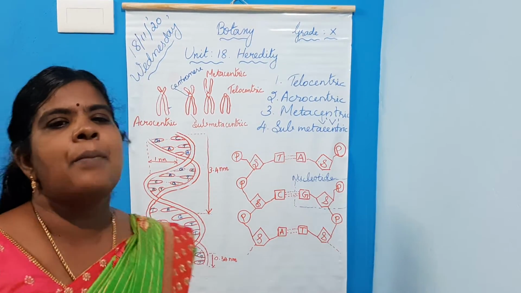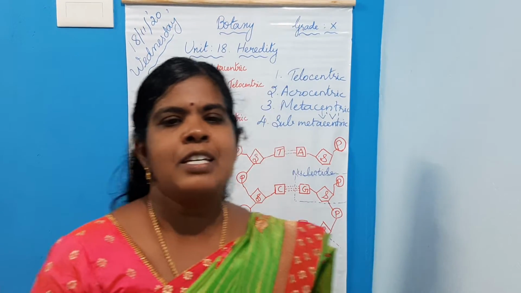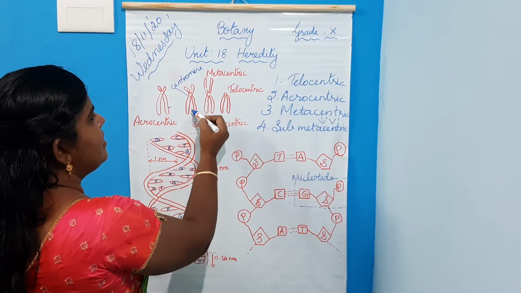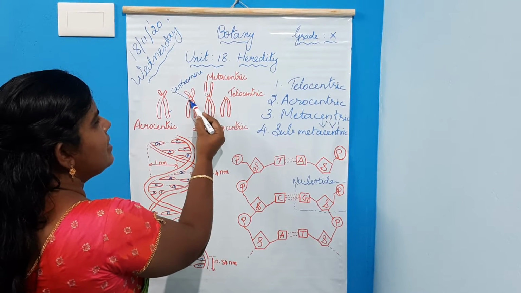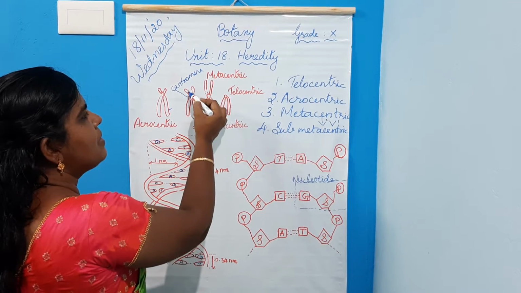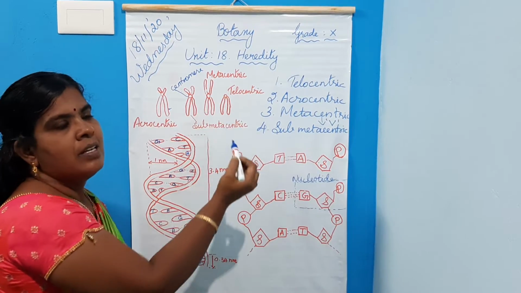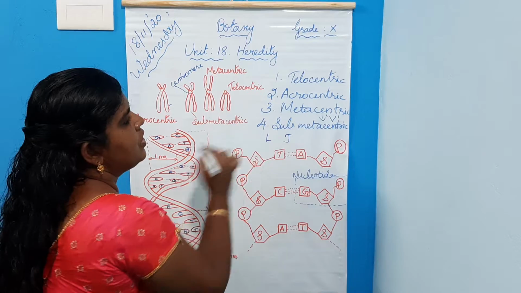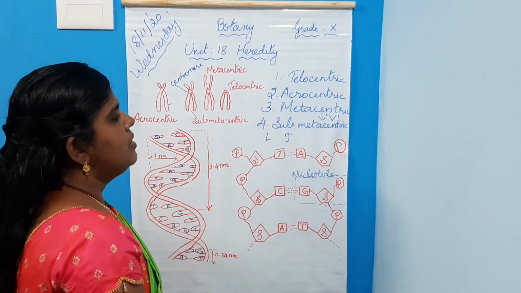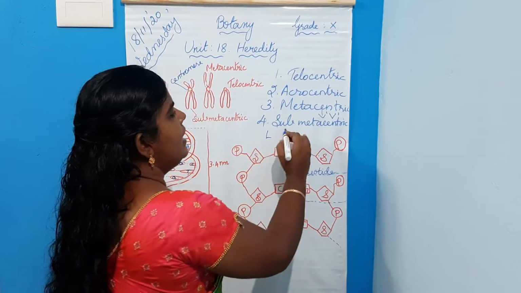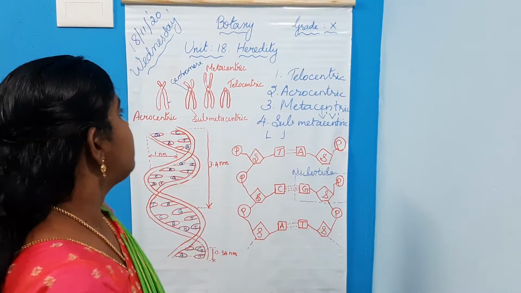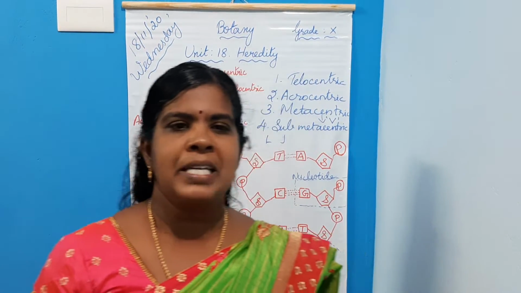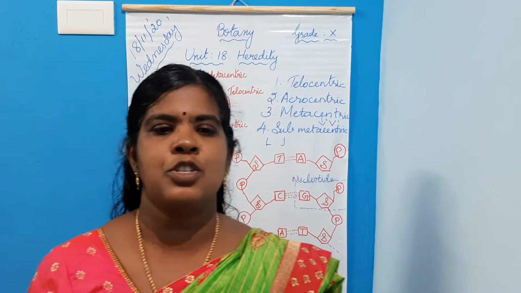Next, submetacentric chromosome. Centromere is present near the center of the chromosome, but the chromosomes have unequal arms. These chromosomes are L-shaped or J-shaped. Okay, so these are the types of chromosomes based on the position of the centromere.